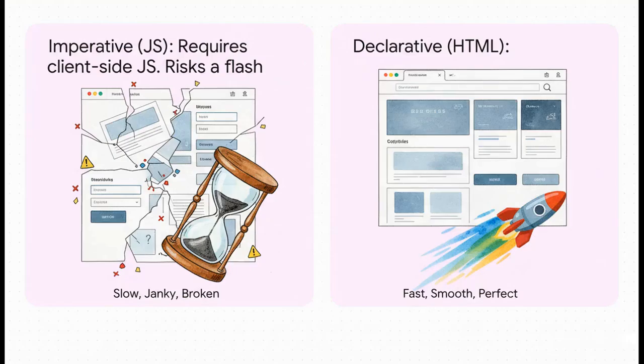And the solution to this is called declarative shadow DOM. It's fantastic. Instead of that old imperative JavaScript approach, we can now just declare our shadow root right in the HTML that comes from the server. Look at the difference. This means the component renders instantly, styled correctly, even before the JavaScript loads. No more flash of unstyled content. It's a massive win for performance.